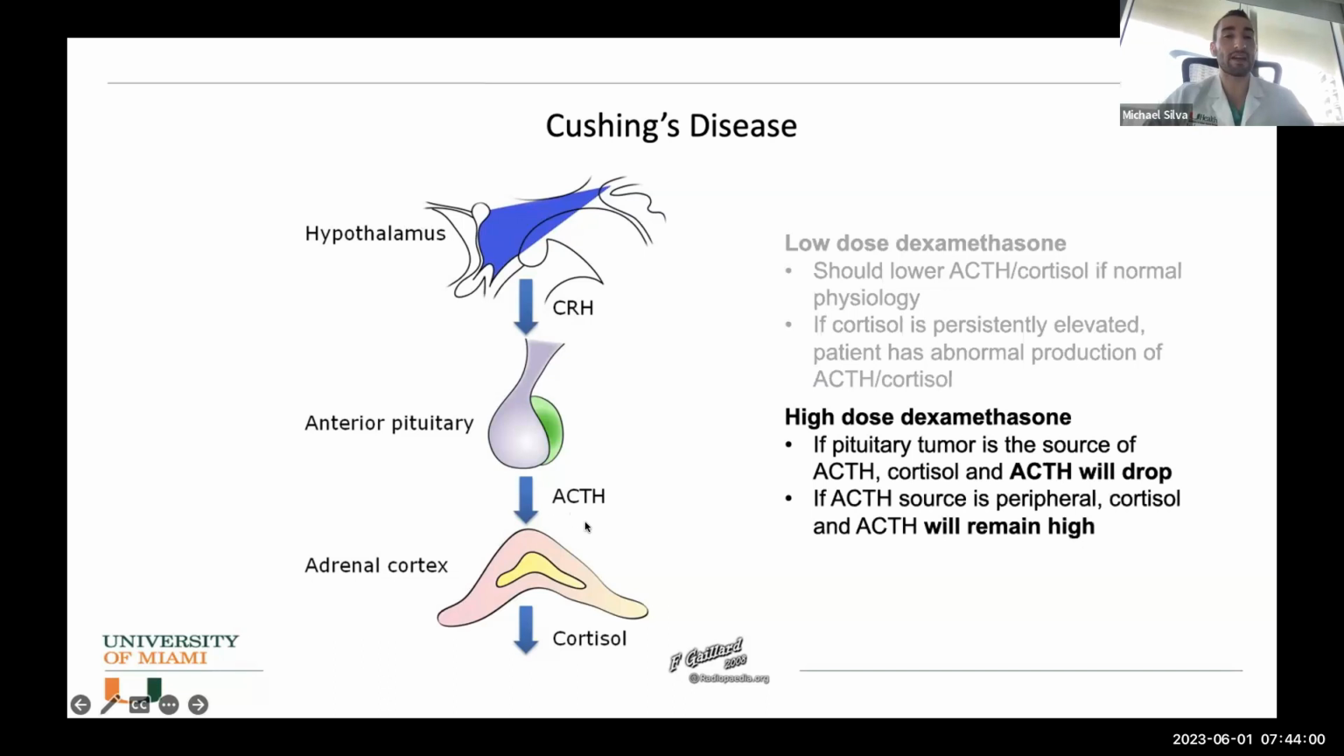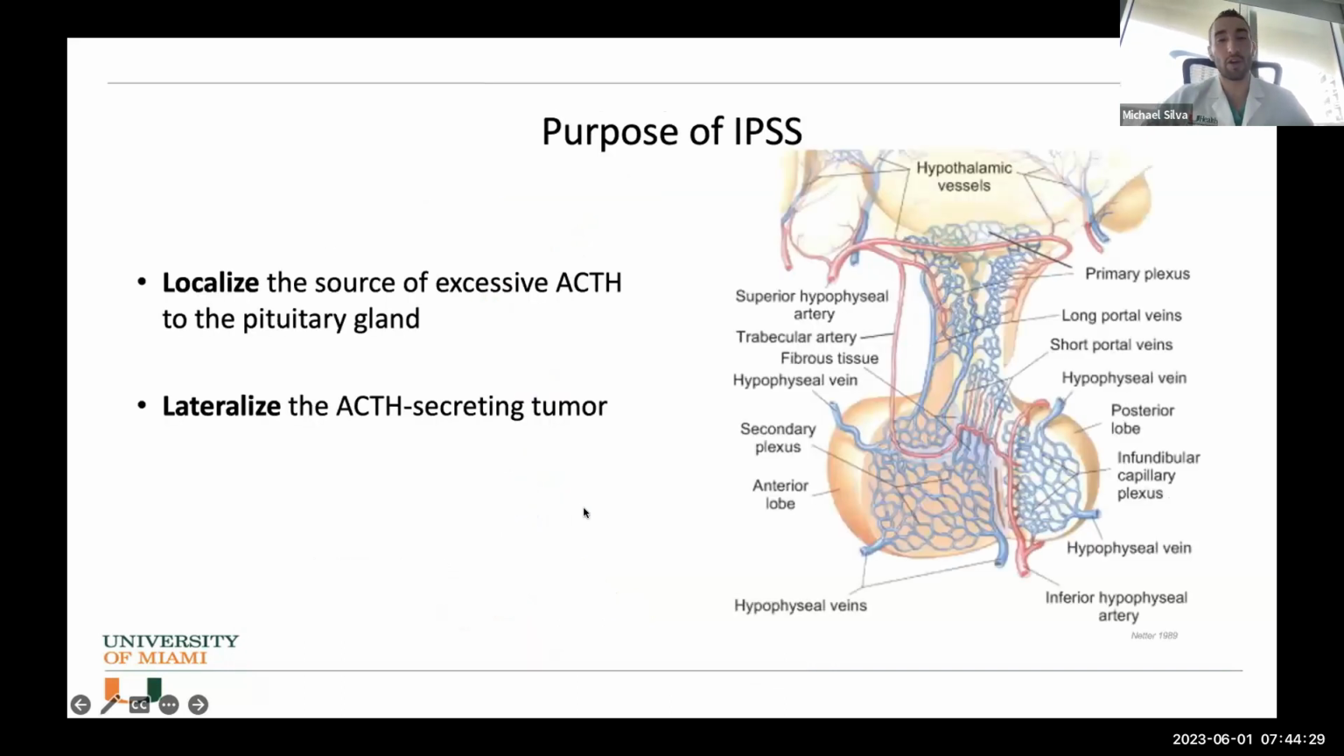However, if you give enough dexamethasone, the pituitary adenoma is still subject to the same negative feedback as the pituitary gland. So you would expect the ACTH to drop in those cases. Whereas if it's a peripheral source not subject to negative feedback, you'd have persistently high cortisol. So in some cases, it's not that clear and they need even further workup, whether it's an equivocal result or otherwise.